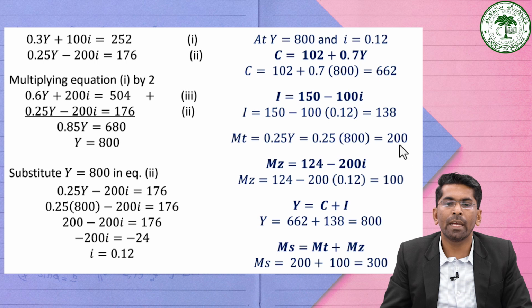So here we can add up the transaction demand for money, which is 200, plus the speculative demand for money, which is 100, which is equal to 300. So here the demand for money is also equal to the supply of money. These are the various calculations which we can estimate by using this given question.